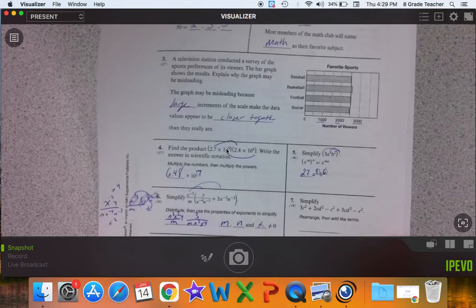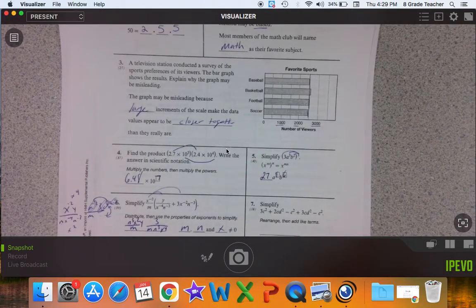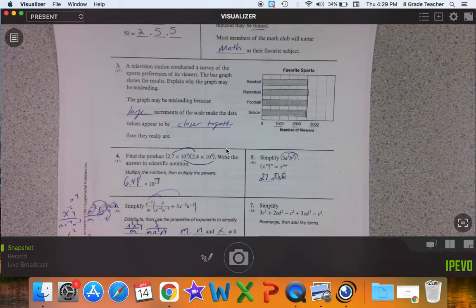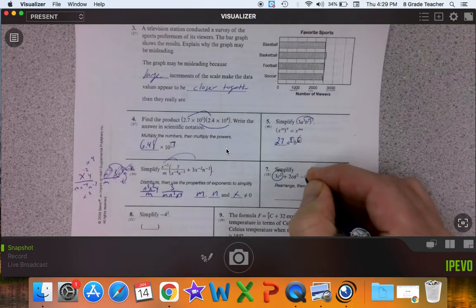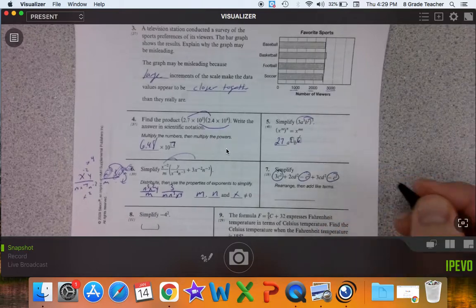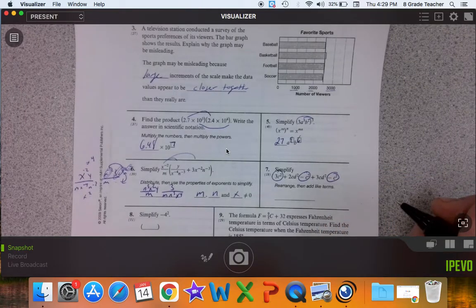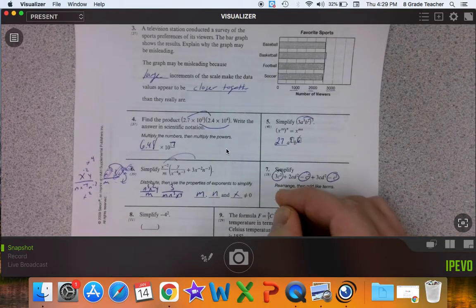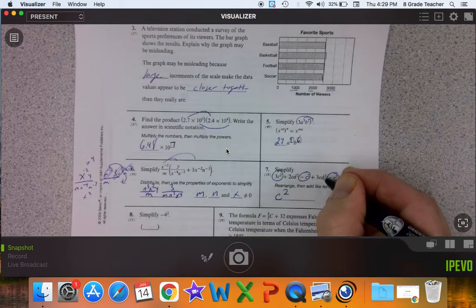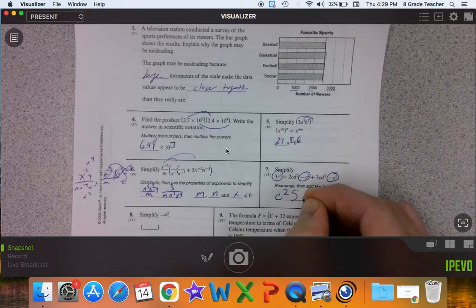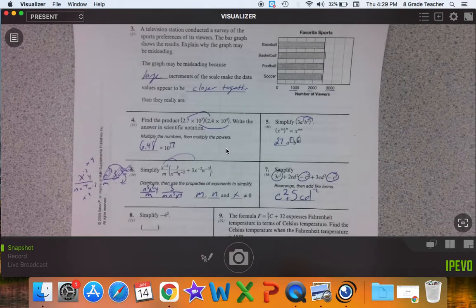Number 7, to simplify 3c squared plus 2cd squared minus c squared plus 3cd squared minus c squared. Rearrange and add the like terms. I like to use the circle method or the shape method to kind of put those things together. These two are the same term, and this is the same term because it's c squared. So you've got 3 minus 1, which would give you just c squared, right? You've got 2cd squared plus 3cd squared. That's going to be 5cd squared, and those two things are added together.